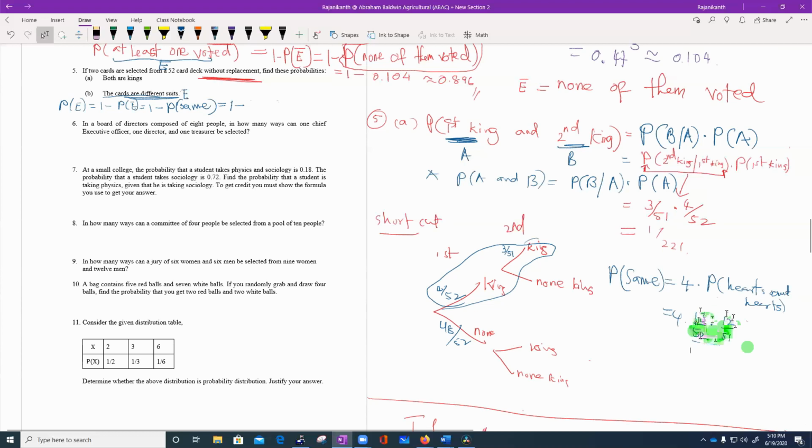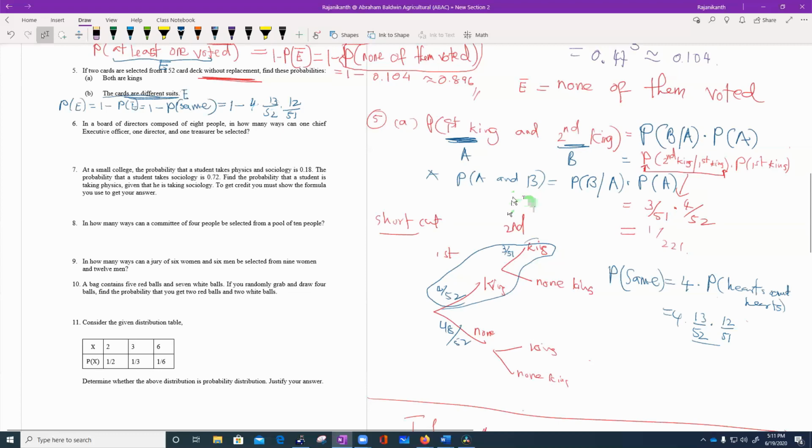I have written the answer only for hearts. You will have the same probability for the clubs, the same for diamond, and the same for spades. So all 4 have the same possibility. That is why I multiplied by 4 to get all possibilities. Do you understand that point? Yeah. Therefore the probability of getting the same suit is 4 times this. That is why in my answer I have written 4 times 13 over 52 times 12 over 51.